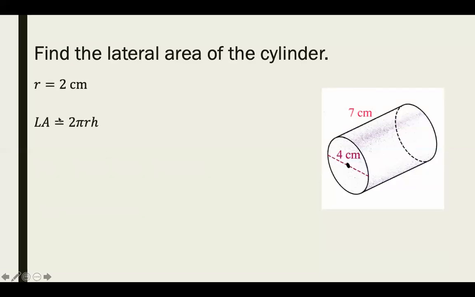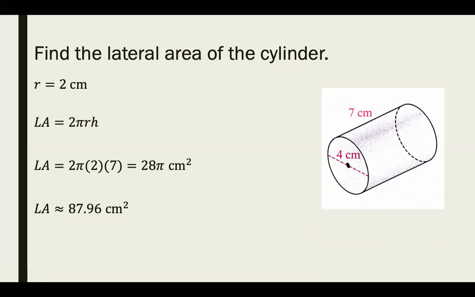And then let's use our formula for lateral area, right? It's the second part of that surface area formula, 2 pi r h. So we've got a radius of 2 and a height of 7. Plug those in and get our answer, 28 pi centimeters squared. Put it in the calculator and get a decimal.